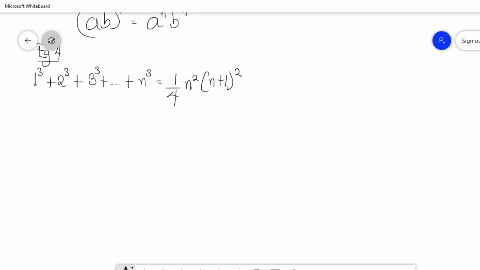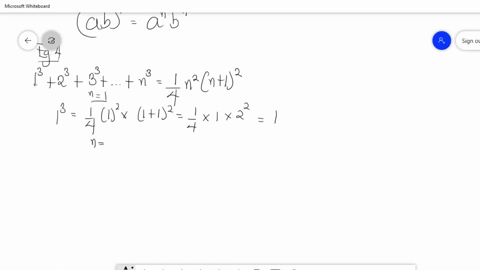So from what we know, we shall set our n equals 1 for our first iteration. So we have 1 cubed giving us 1 on 4 times 1 squared, and this times 1 plus 1 squared. This is the same as 1 on 4 times 1 times 2 squared. And so this will give us 1. When n equals 1, this is what we have.